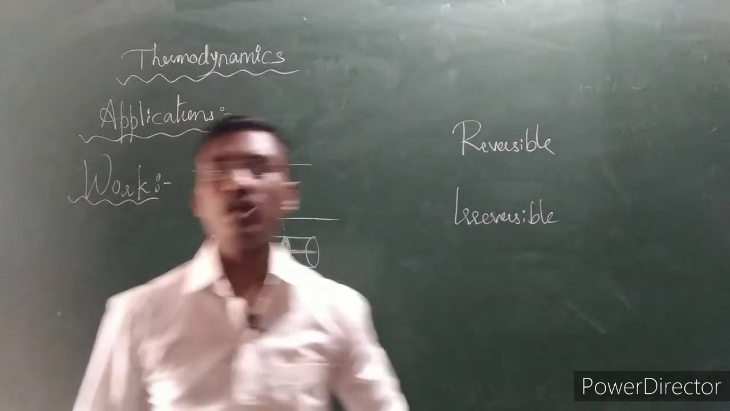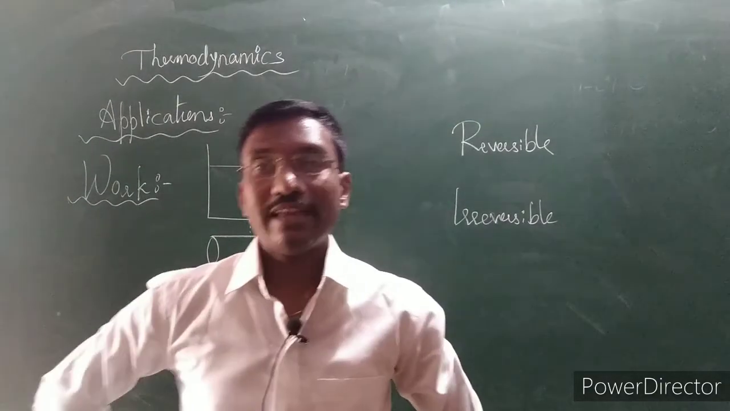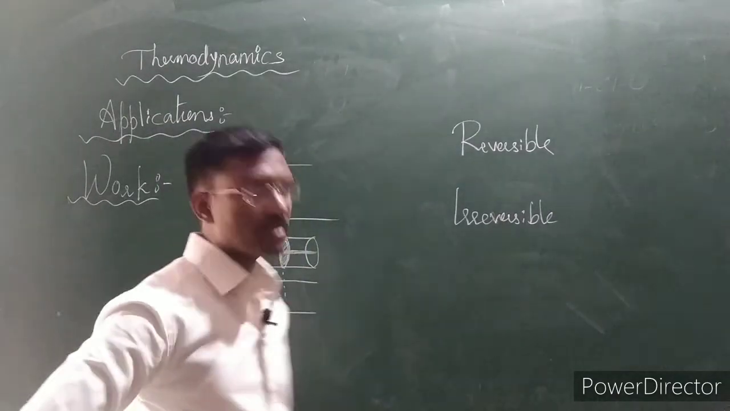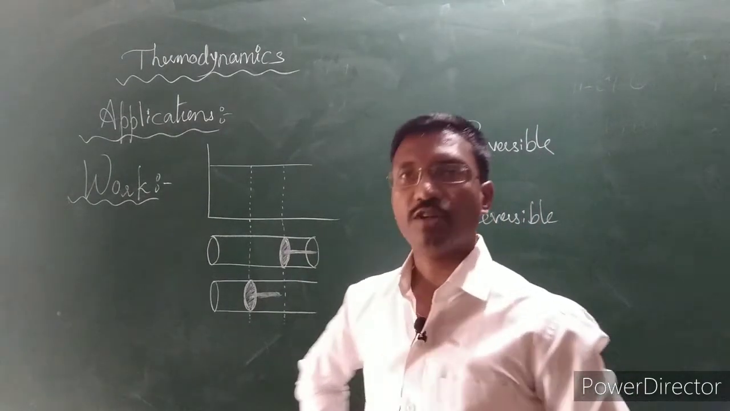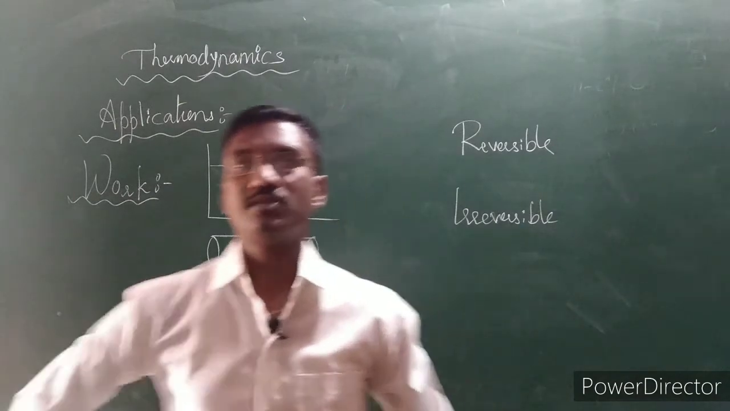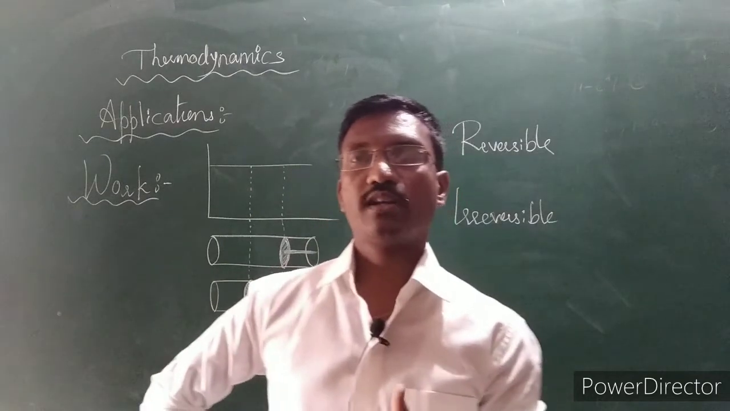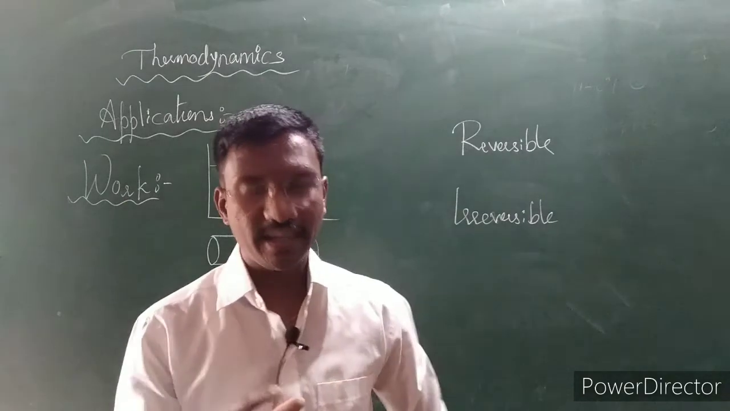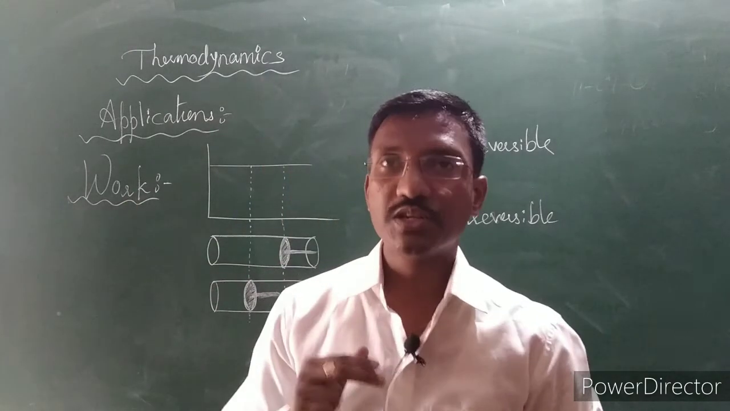In the last class, we discussed thermodynamics. Today we are going to discuss the applications of thermodynamics. Previously, we discussed the functional variables, that is, what path functions and state functions are, and how they work, that is, work done on the system and work done by the system. Based on this criteria, by using this diagram, we are going to discuss the applications of thermodynamics today.